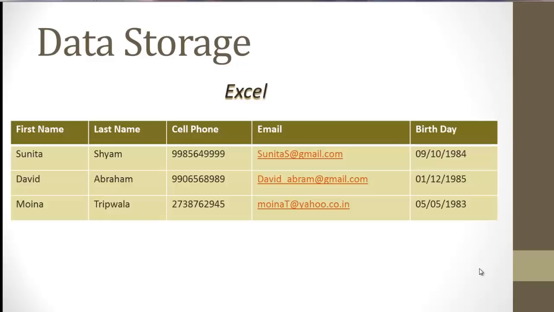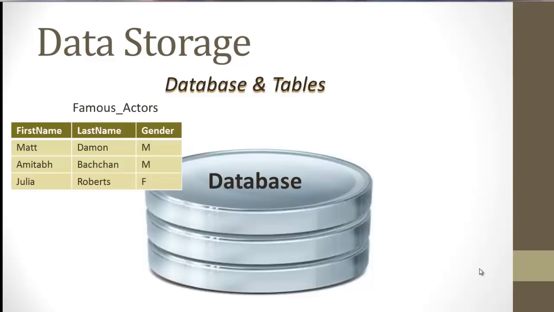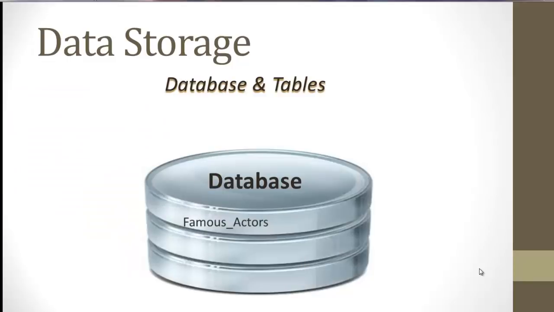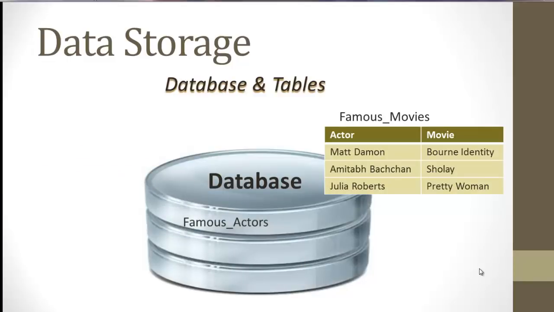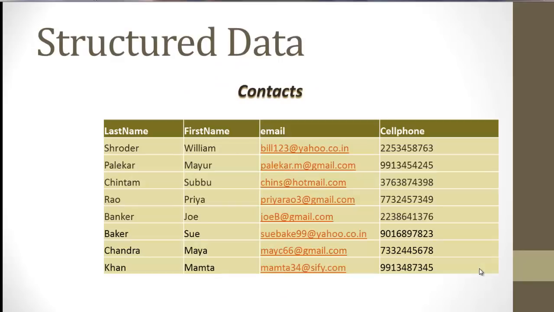Where is this data stored? Sometimes it could be in Excel files, for example, or even text files. Excel files, a lot of people love using those for storing financial data, for example. Could also have data in database and tables. Here we have a table called famous actors, which is stored in this database. Another table called famous movies of the same actors is also stored in the same database. So a database can have one or more or several, let's say, related tables.